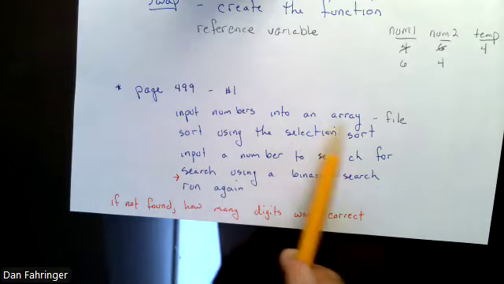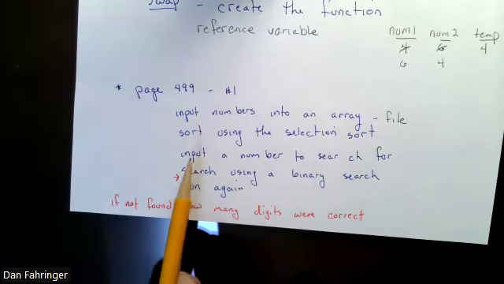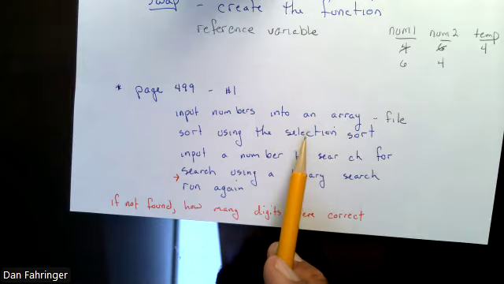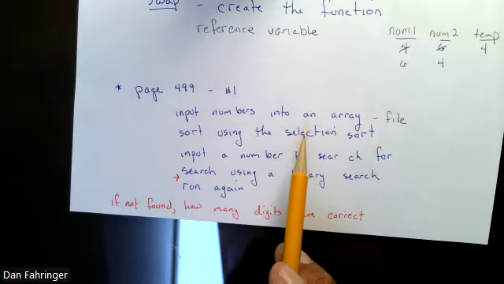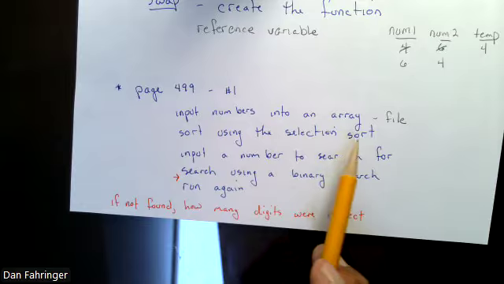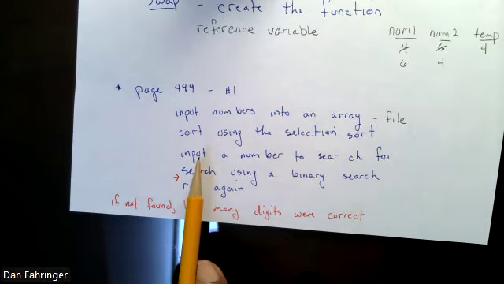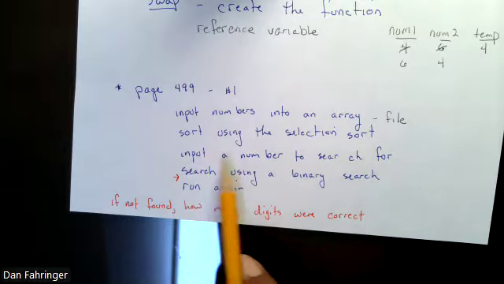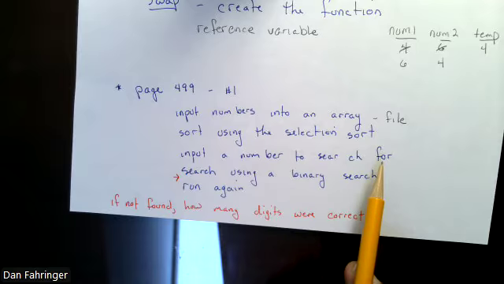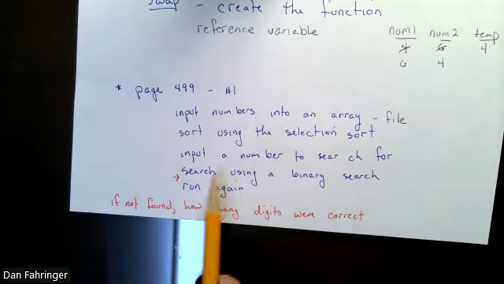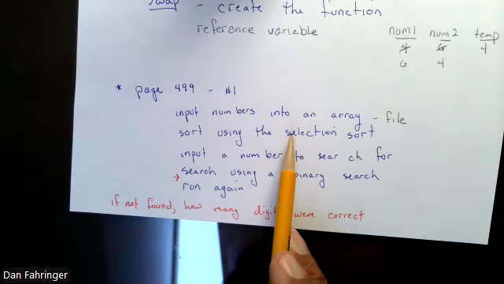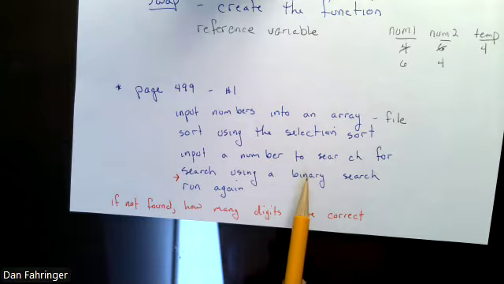So this is like a function: fill the array. Second function is the numbers are coming in, and I'd like you to sort them using the selection sort. Now, if you already have it typed up, that's a matter of cutting and pasting. But I want you to use the selection sort. Then you're going to ask the user for a number to see if it's in one of those secret numbers. How are you going to find it? I want you to use the binary search. That's why we sorted the array first. We want to do the binary search.